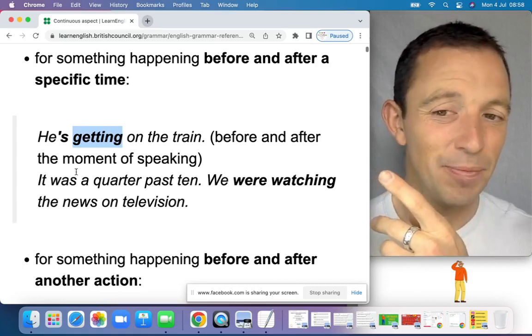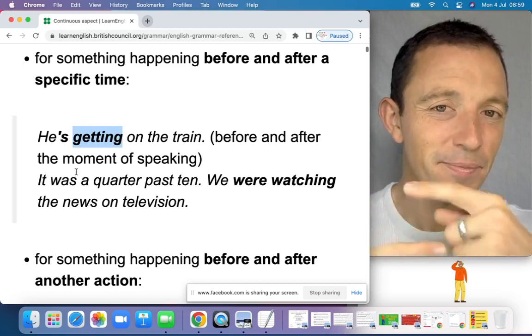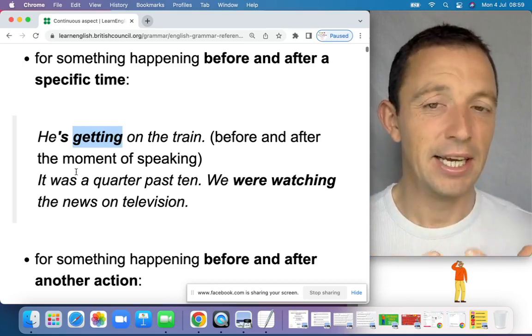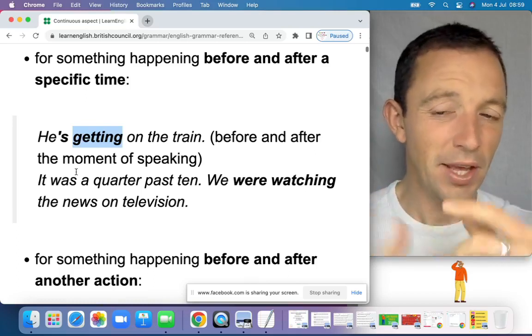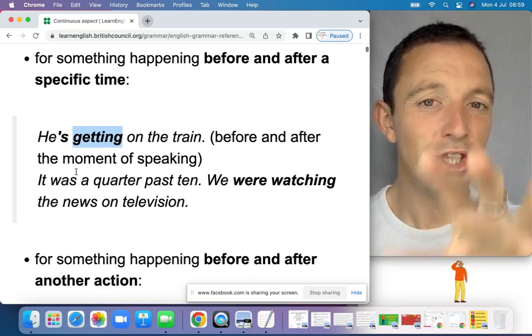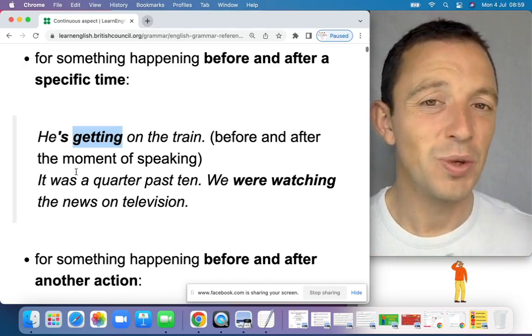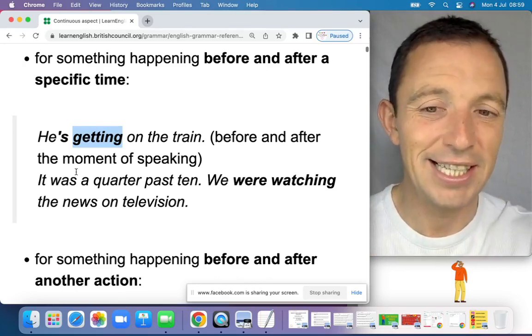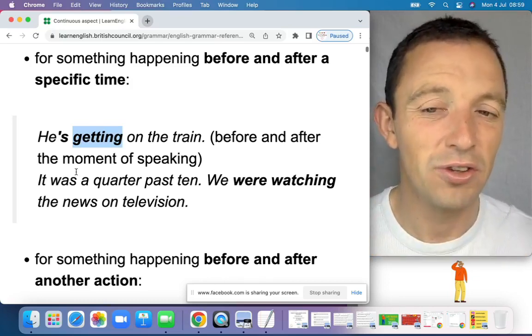In this situation, it is maybe moving or arriving, physically, because get can be obtain, get can be become, get can be reach and arrive. So it's a very flexible verb, the verb to get. And in this situation, he is getting on the train means that he is moving physically onto the train.